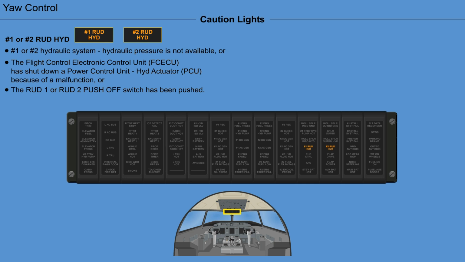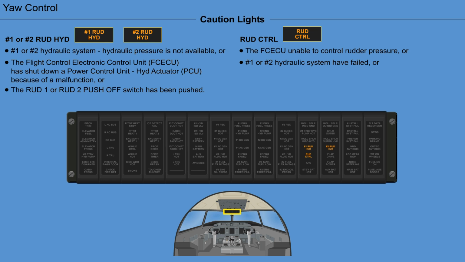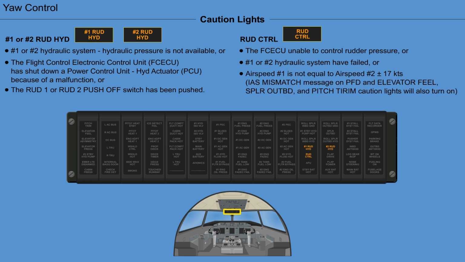pushed. The rudder control caution light illuminates whenever the Flight Control Electronic Control Unit is unable to control rudder pressure, or number 1 and number 2 hydraulic systems have failed, or airspeed number 1 is not equal to airspeed number 2 plus or minus 17 knots. IAS mismatch message on PFD and elevator feel, spoiler outboard, and pitch trim caution lights will also turn on. Airspeed must be reduced to below 200 knots.